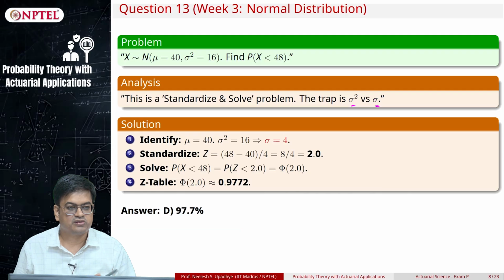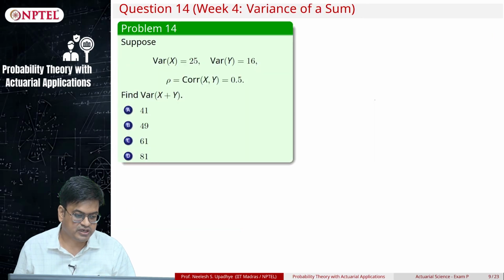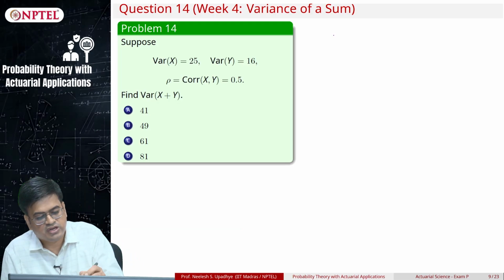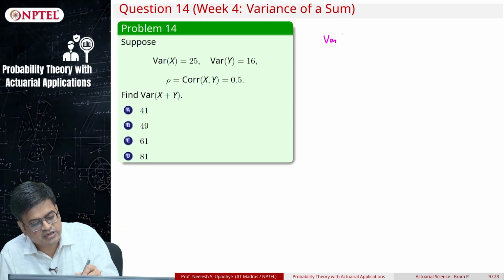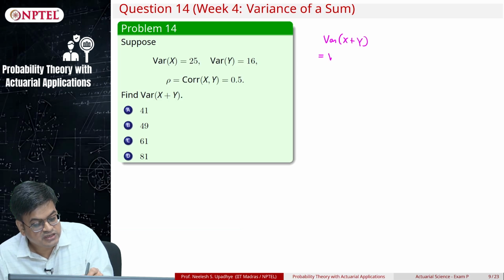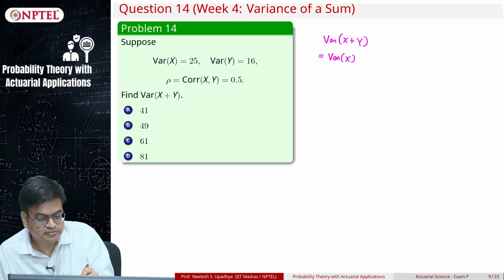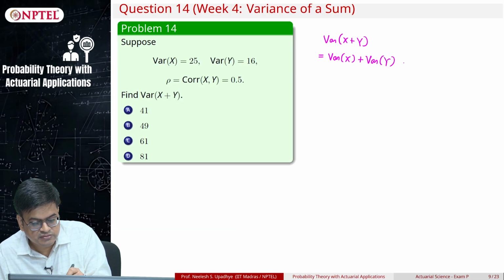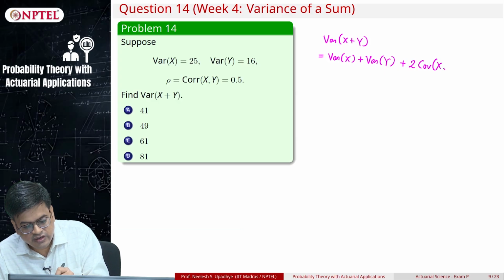Let us move on to the next question, which is question 14, and here you are given two variances, one correlation, and you are asked to compute the variance of x plus y. The very simple thing is, first write down the formula for variance of x plus y. That is essentially variance of x plus variance of y plus 2 times covariance of x comma y.